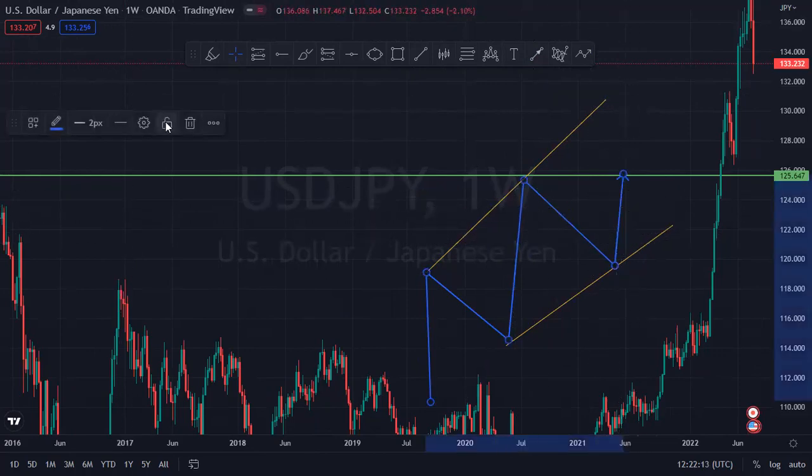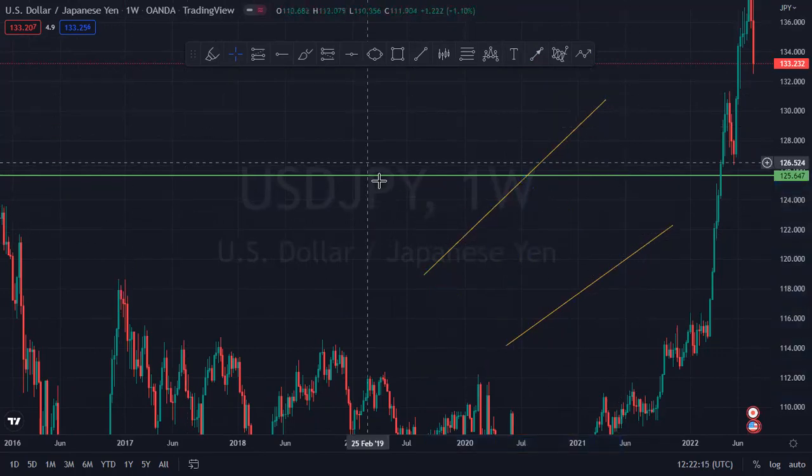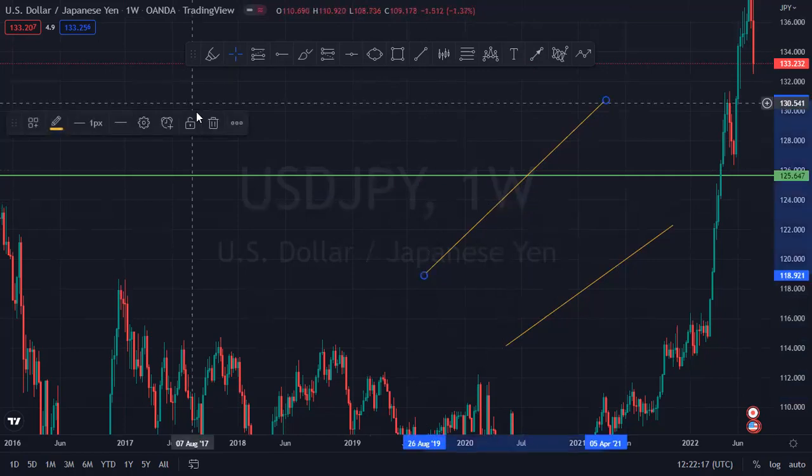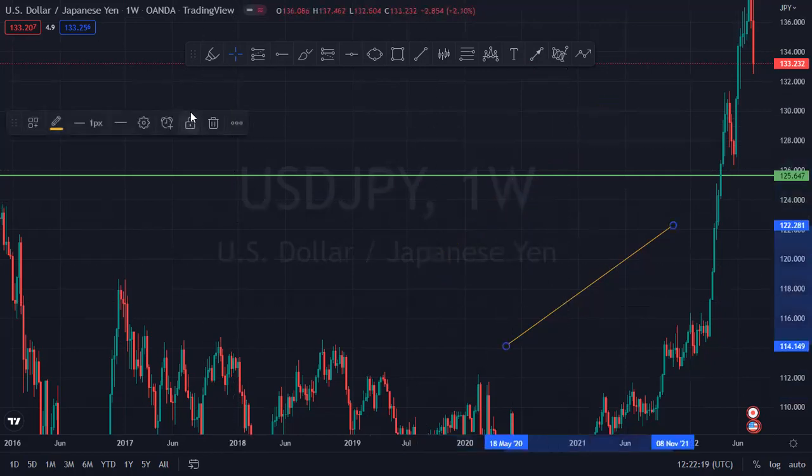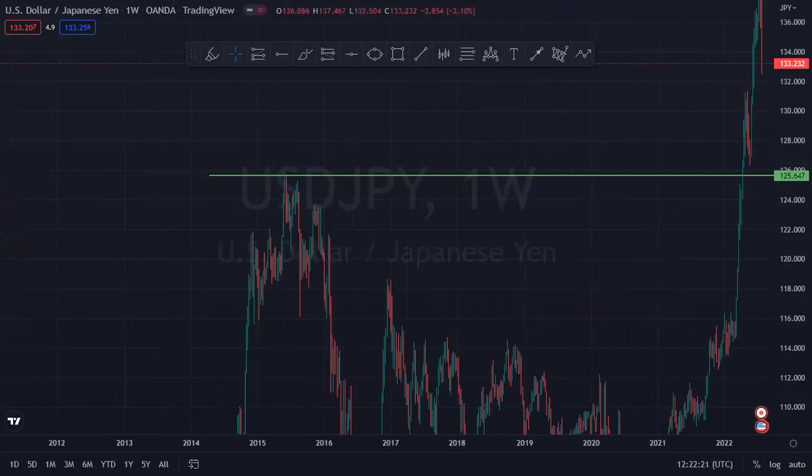Also, trend lines are just guidance on what the market is doing currently. Are we in a bullish market? Are we in a bearish market?